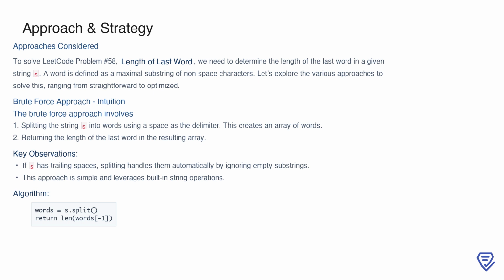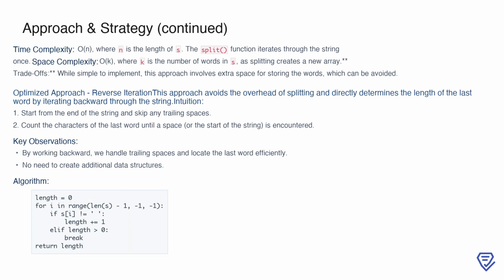The brute force approach operates with a time complexity of O(n), where n is the length of the string, as the split function needs to iterate through the entire string once. However, its space complexity is O(k), where k is the number of words in the string, because splitting creates a new array to store these words. Although this method is simple, the extra memory usage is a notable drawback, especially for large input strings. To address this, we can use a more optimized approach that avoids creating additional data structures.